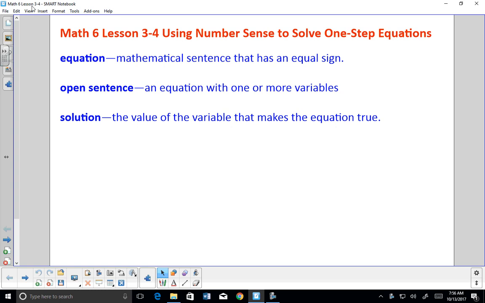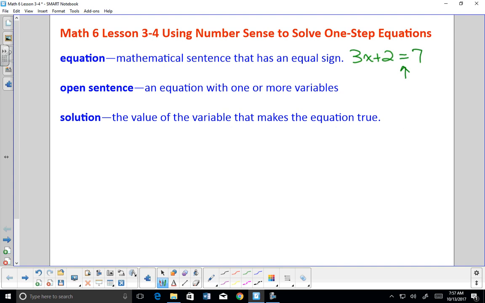In English, you have to have a subject and a predicate, or a subject and a verb. In math, you have to have an algebraic expression and an equal sign making it an equation. An equation is a mathematical sentence that has an equal sign. For example, 3x plus 2 equals 7 is an algebraic equation, not necessarily an expression, because it has the equal sign. This equal sign here makes it an equation.